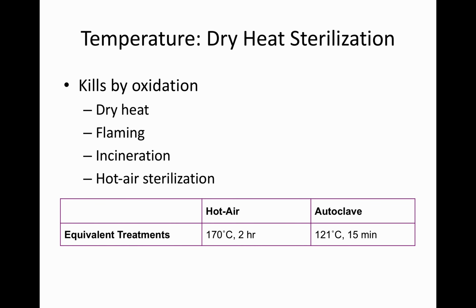There's dry heat sterilization, so basically using an oven type sterilization method, which kills by oxidation. So there are different methods: dry heat ovens, flaming, incineration, and hot air sterilization. For equivalent treatments, hot air versus the autoclave, you need to go for 2 hours at 170 degrees Celsius versus about 15 minutes at 121 degrees Celsius for the autoclave.